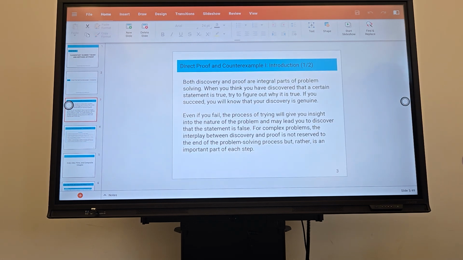So, both discovery and proof are integral parts of problem solving. When you think you have discovered a certain statement is true, figure out why it is true. If you succeed, you know your discovery is genuine. If you fail, you may learn from it and discover why such statements are false. For complex problems, the interplay of discovery and proof is not reserved to the end of the problem-solving process, but rather is an important part of each step.